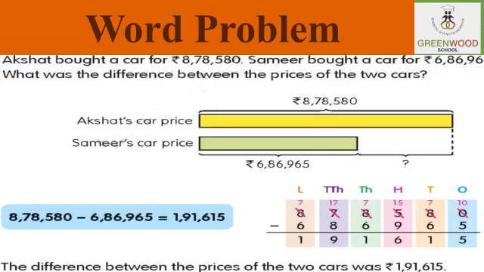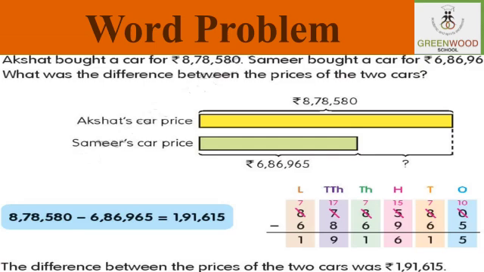Next example. Akshat bought a car for 8,78,580 rupees, while Samir bought a car for 6,86,965 rupees. What was the difference between the prices of the two cars? Now what we have to do here? Addition or subtraction? Subtraction, because we need to find the difference between these two figures. So write the numbers in their respective places and start subtraction from ones place.